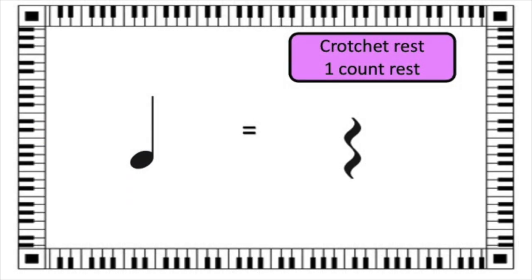Now moving on, the next one would be a crotchet rest. A crotchet rest is a 1-count rest. And it looks like a curly-whirly thing for you to recognize it.